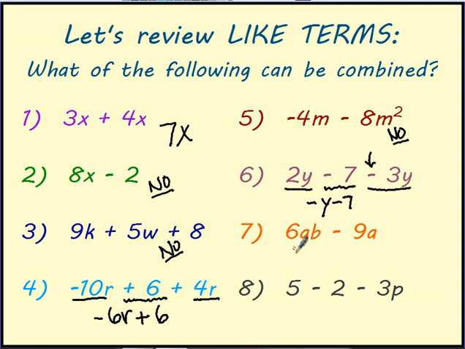Example number 7, I have 6ab minus 9a. Do these have identical variables? No. One has an a and a b, the other one only has an a. So this is another case where I cannot combine those terms. And finally, number 8, 5 minus 2 minus 3p. My constants are still considered like terms. So I have 5 minus 2 gives me 3, and then I'm subtracting 3p.